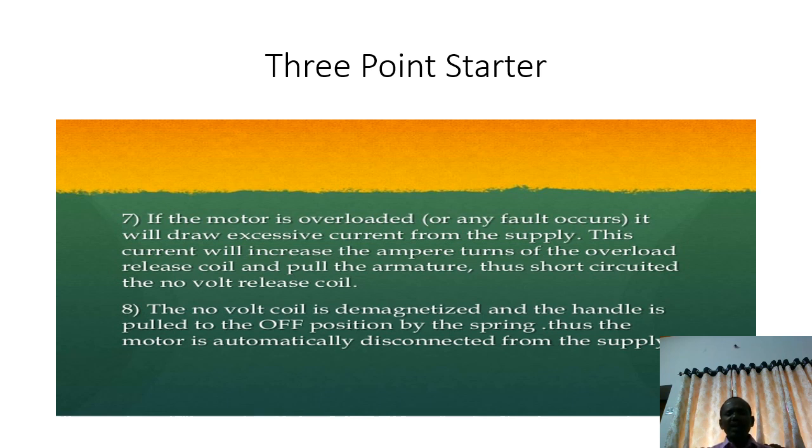If the motor is overloaded, it will draw excessive current from the supply. This current will increase the ampere turns of the overload release coil and pull the armature, thus short circuiting the no volt release coil. The no volt coil is demagnetized and the handle is pulled to the off position by the spring. Thus the motor is automatically disconnected from the supply.